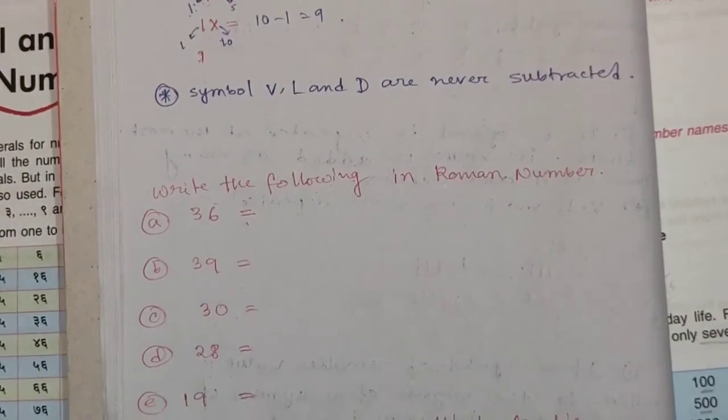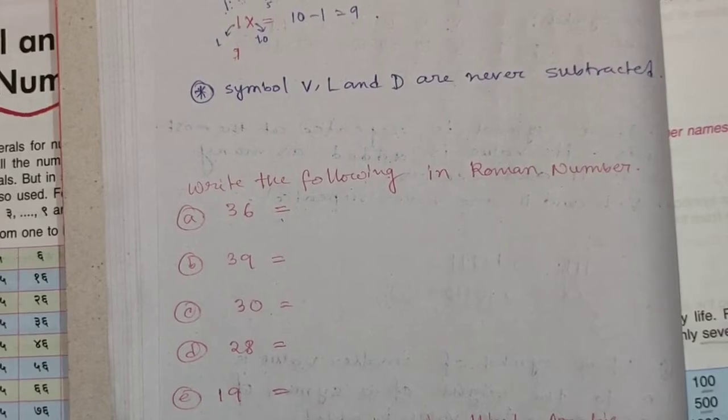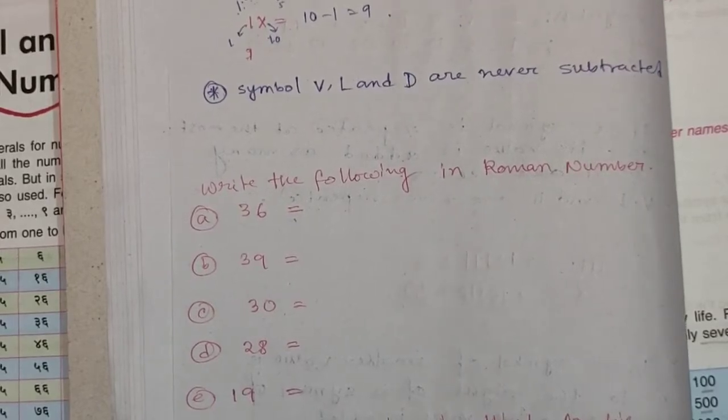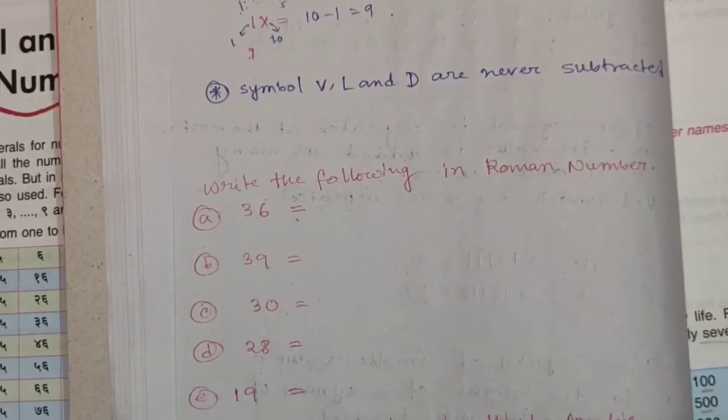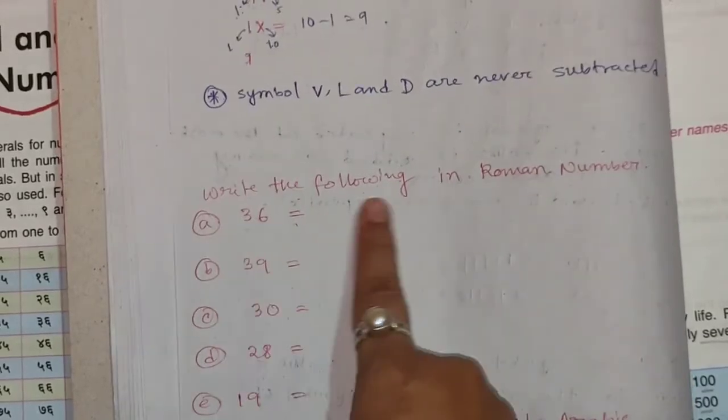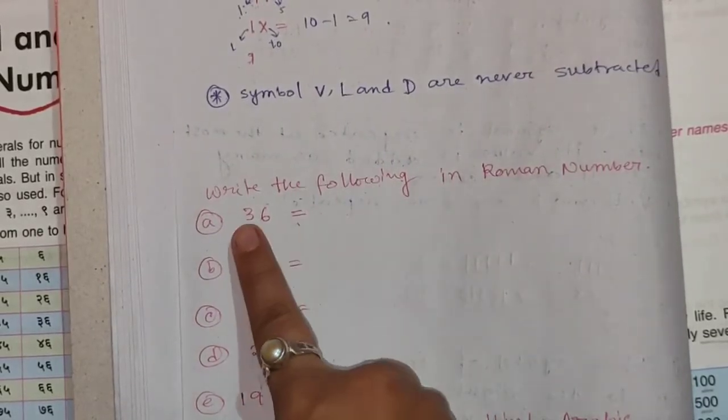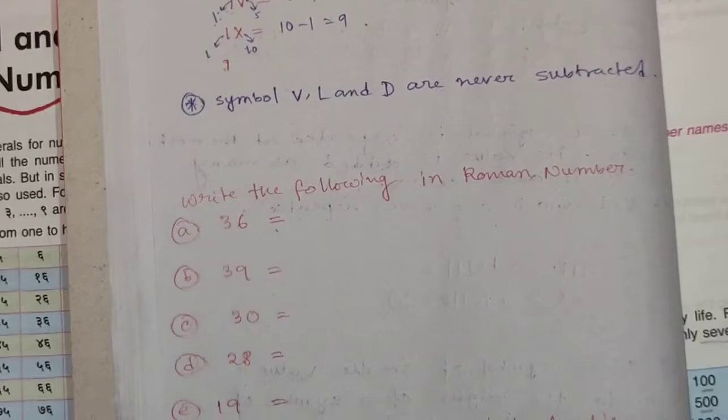Now we will do some examples. Using these rules we will write any number into Roman numerals. Write the following in Roman numerals. First number is 36.